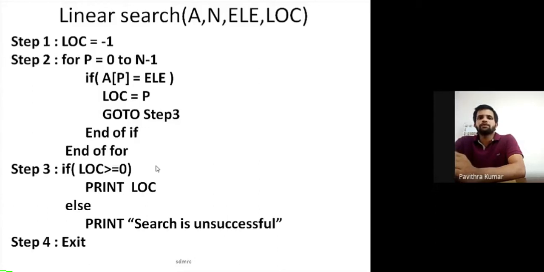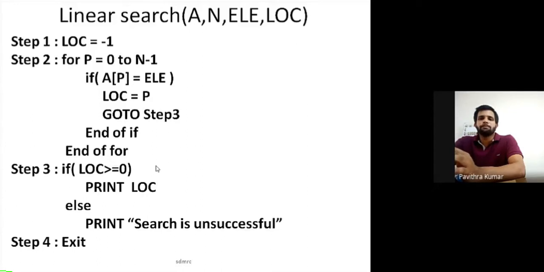Step number 2 is regarding traversal. As we discussed in the previous slide, the traversal statement is for p is equal to 0 to n-1. 0 is the lower bound, n-1 is the upper bound here. The same statement I'm going to take. As far as the process is concerned, I'm comparing the searching element with the array element.